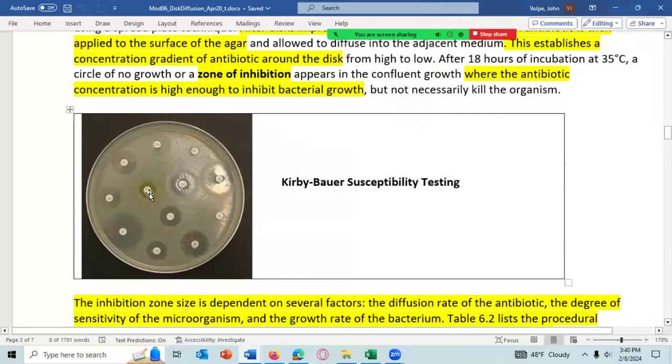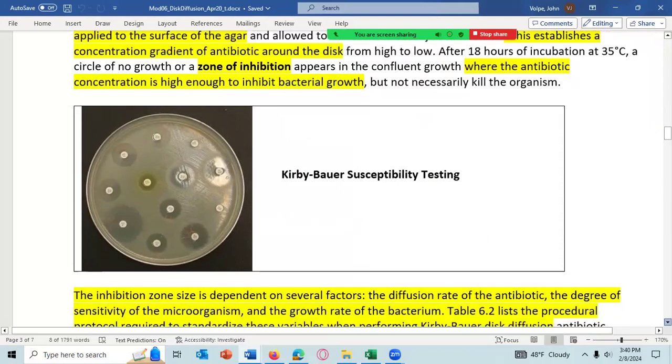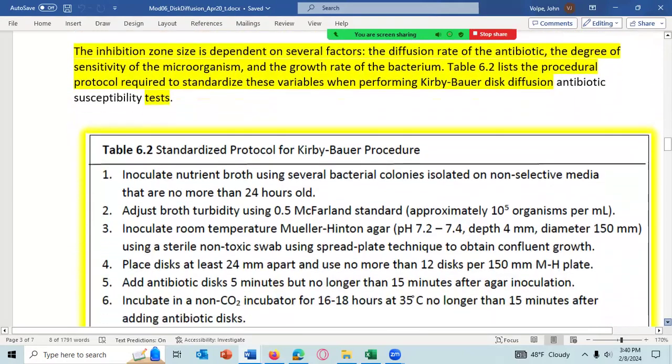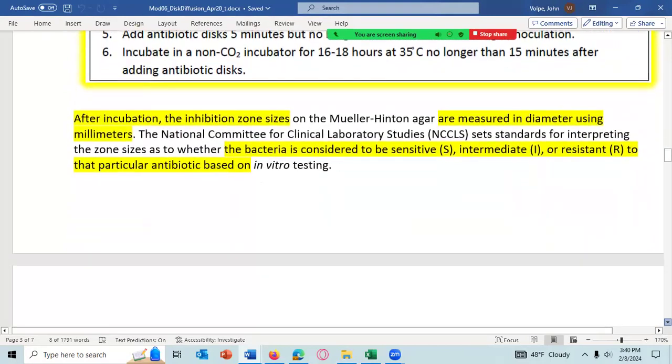You cannot do that because we don't know, for example, the molecular weight size of the antibiotic. If this is a huge antibiotic, and that's a very small antibiotic, we expect the zone of inhibition to be larger here than for here. Any question about any of that?